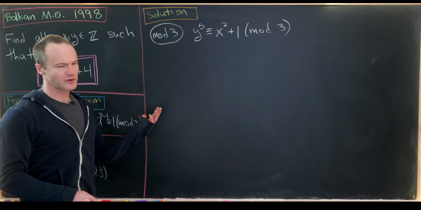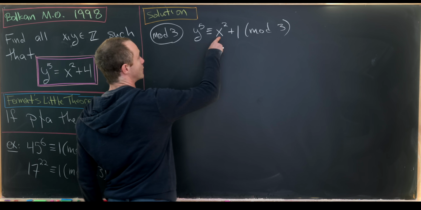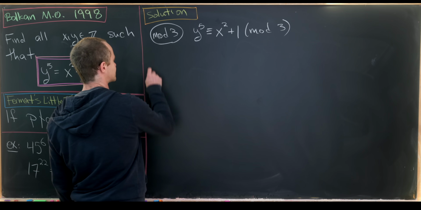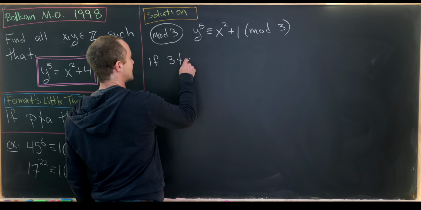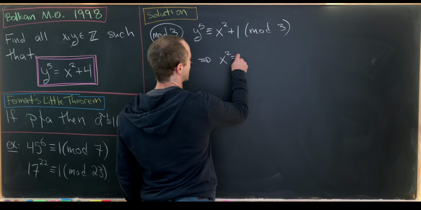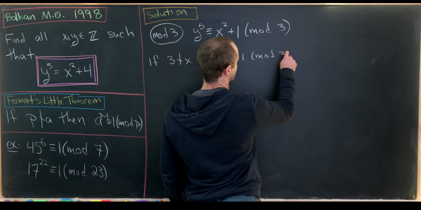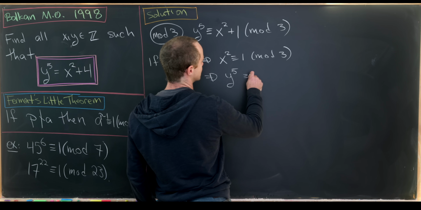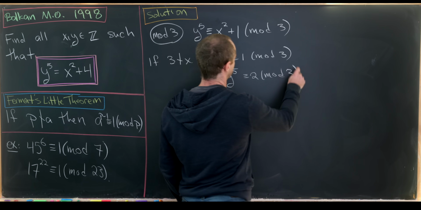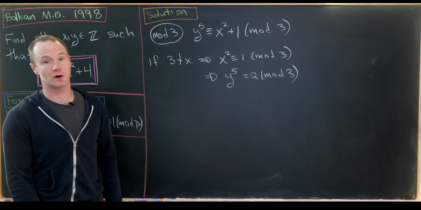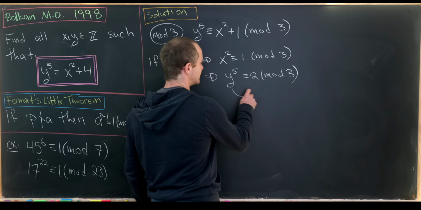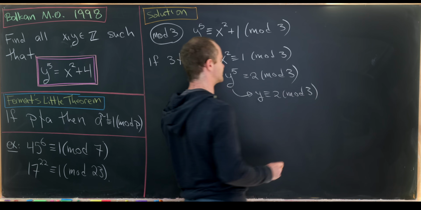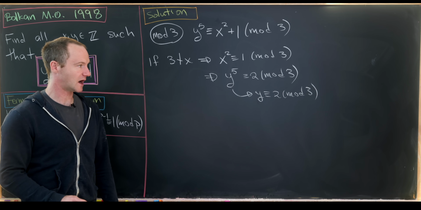Then furthermore, we'd maybe want to look at the case when 3 does not divide x, and then the case when 3 does divide x. So if 3 does not divide x, then that means that x squared is congruent to 1 modulo 3. But that would tell us that y to the 5th is congruent to 2 modulo 3. That's because we'll have 1 plus 1. And there's definitely a solution for this. The solution is y is congruent to 2 mod 3. So that gives us a bunch of possible values for y.